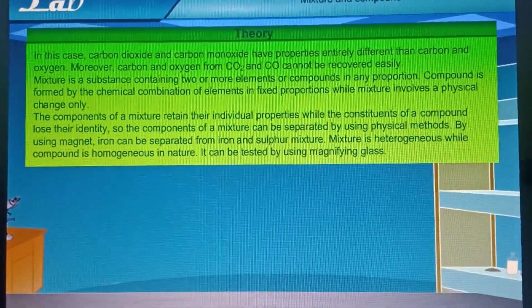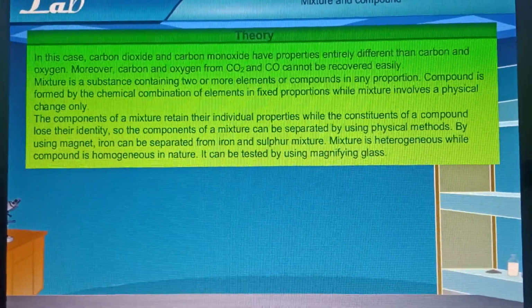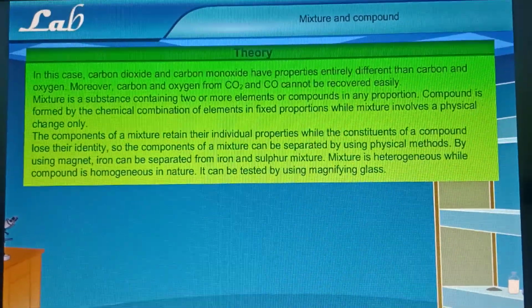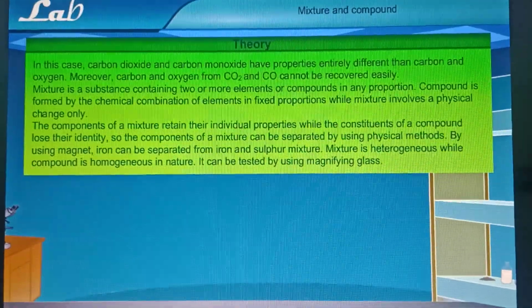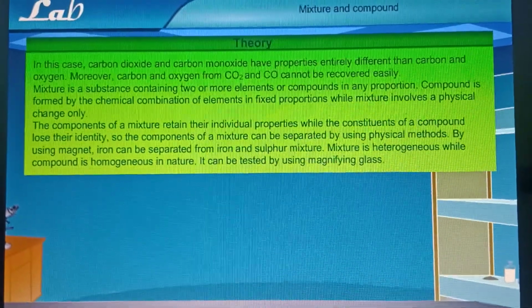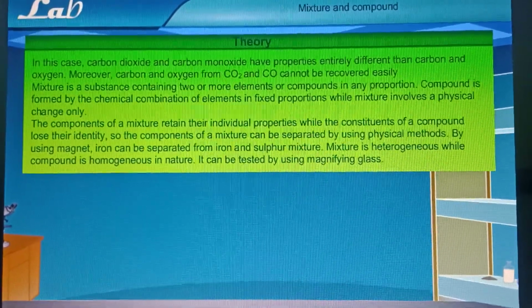By using a magnet, iron can be separated from the iron and sulfur mixture. Mixture is heterogeneous while compound is homogeneous in nature. It can be tested by using a magnifying glass.